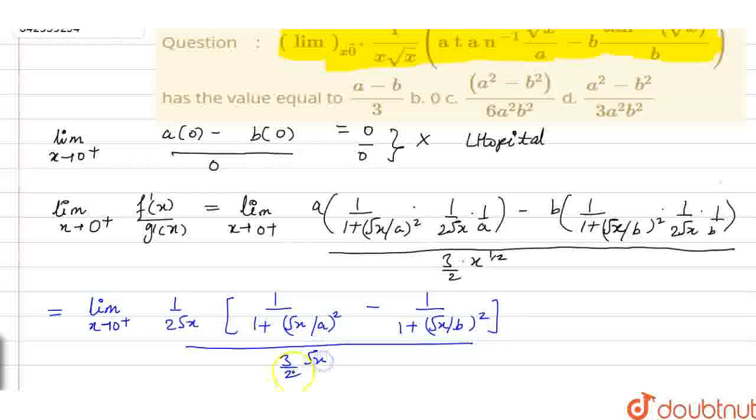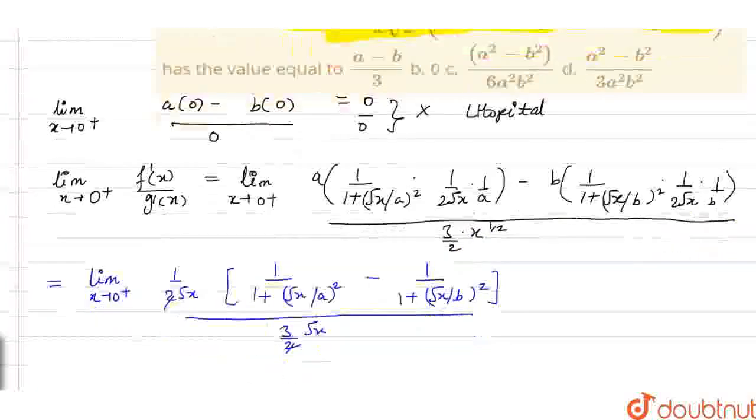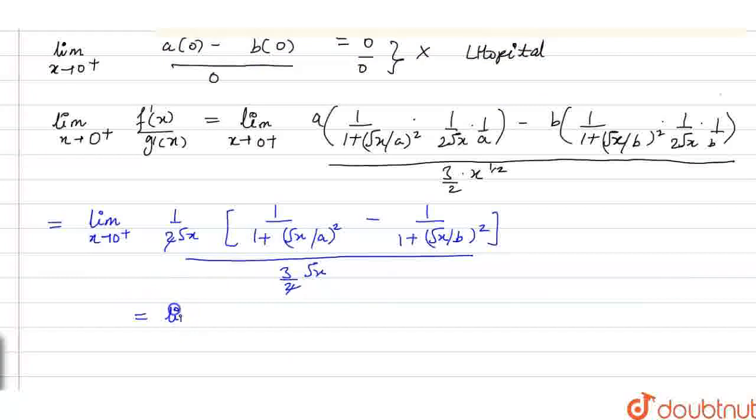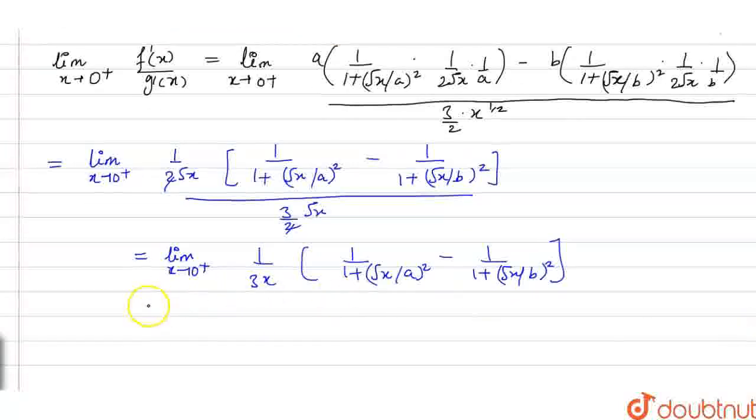So this 2 cancels this 2, and now finally we obtain the value of this expression as limit x tending to 0 plus, this becomes 1 upon 3x into 1 upon 1 plus root x upon a square minus 1 upon 1 plus root x upon b square. So when we solve this equation becomes limit x tending to 0 plus, this is 1 upon 3x into a square upon a square plus x minus b square upon b square plus x.